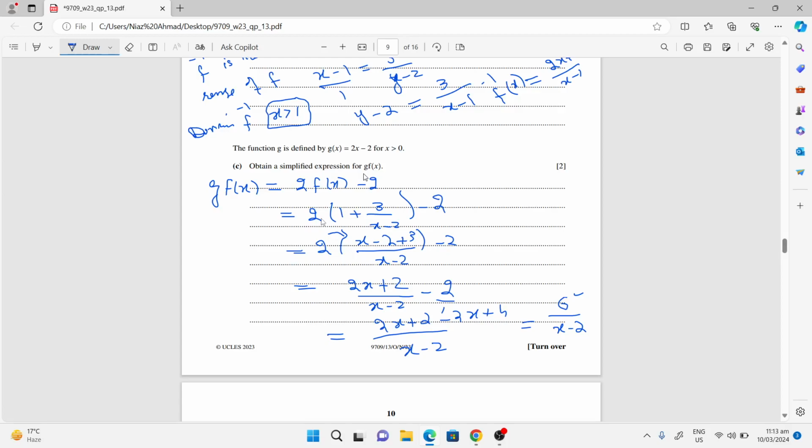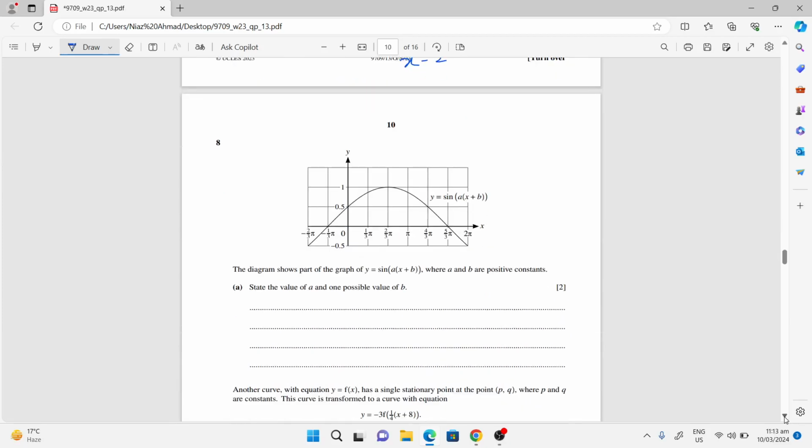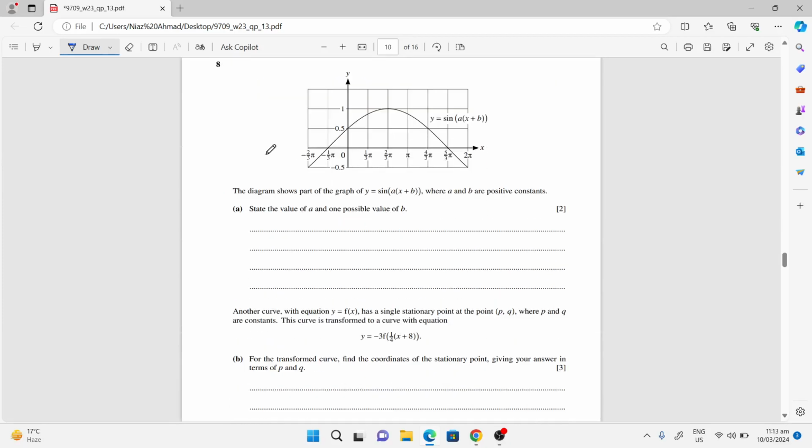Yes. So moving to the next one, that's very important: transformation of functions. So look here, this function is intersecting at point 0.5.